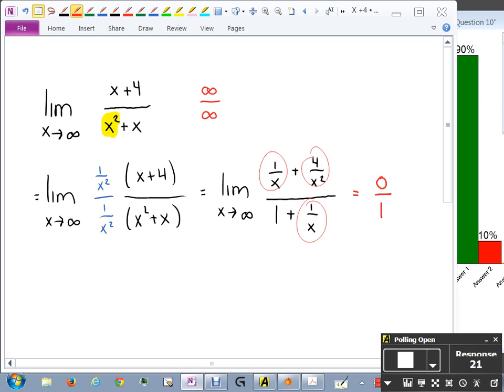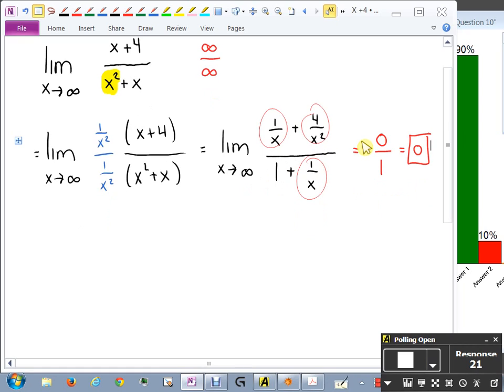What's 0 divided by 1? 0. See, 0 divided by a fixed number is okay. That's just 0. If it were flipped over, that would be a problem. Questions?